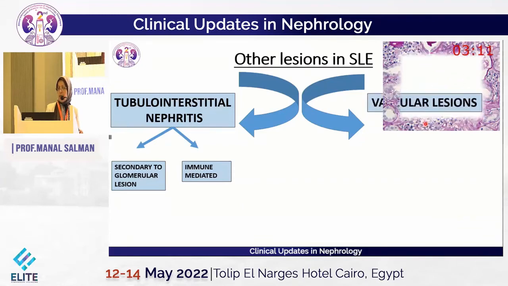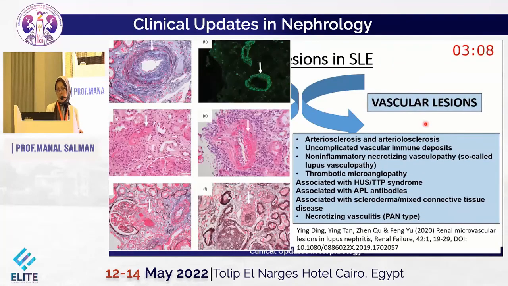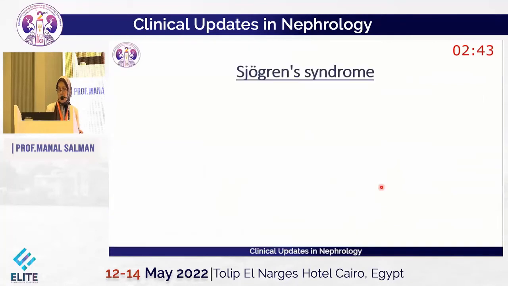Vascular lesions in lupus: we have a variety of vascular lesions occurring in systemic lupus in the form of arteriosclerosis or immune deposit, here uncomplicated vascular immune deposit. We have necrosis of the vessels without inflammation, that is called lupus vasculopathy, or we have necrotizing vasculitis, rare in fact in cases, and we have TMA, thrombotic microangiopathy, seen in lupus, either with antiphospholipid or associated with HUS-TTP syndrome.